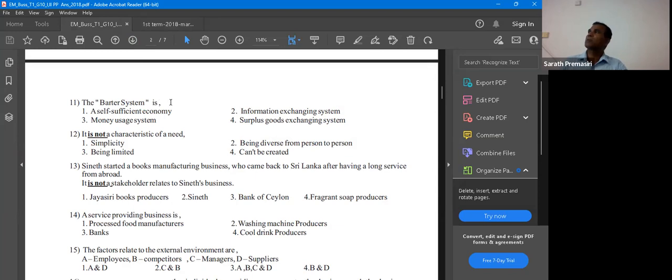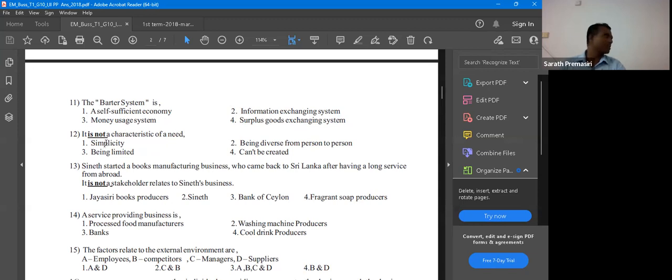The barter system is a self-sufficient economy? Information exchanging system? No. Surplus goods exchanging system. The barter system is a surplus goods exchanging system. Right. Next one. It is not a characteristic of needs.